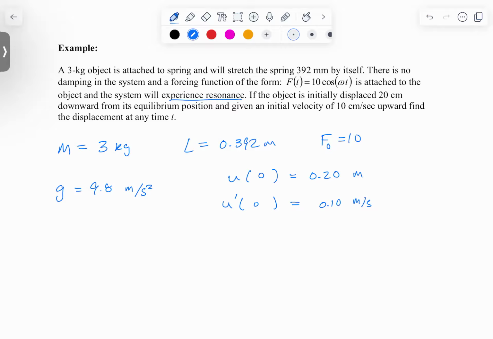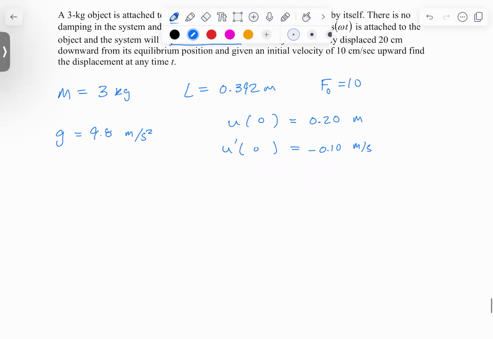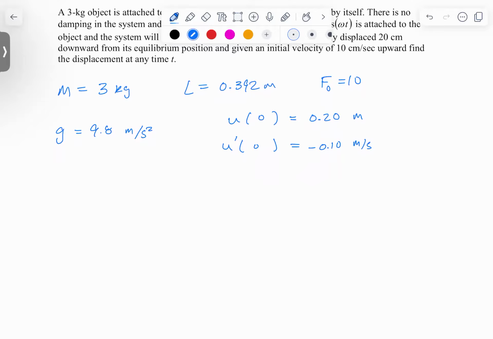Negative. Oh, negative. My mistake, because it's going upward. Tricky. That's the biggest thing to just pay attention to, right? Everything is reversed. In order to use those equations, you need to set up your conventions appropriately. So that's the big part. That's why we use downwards as positive. Otherwise, it's got to flip all the signs.